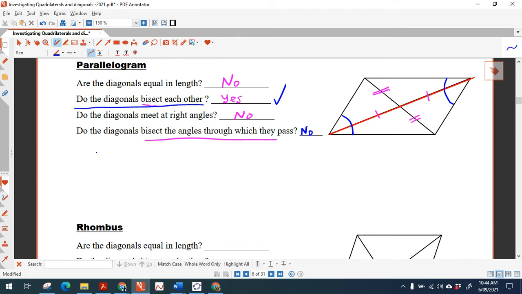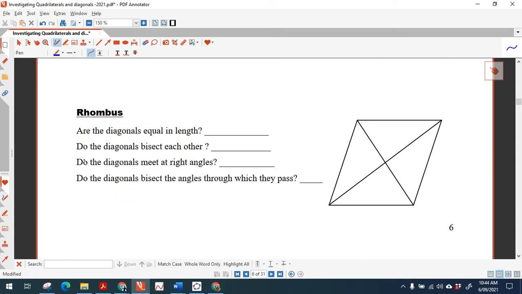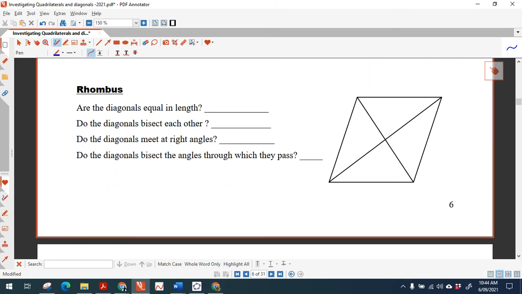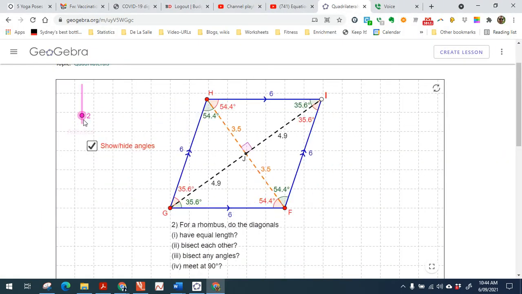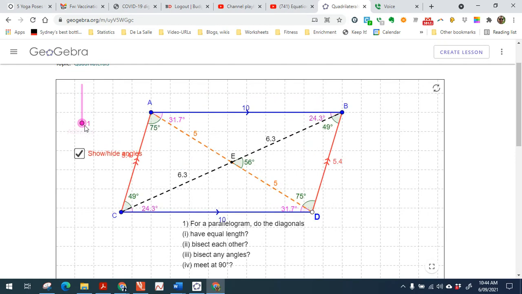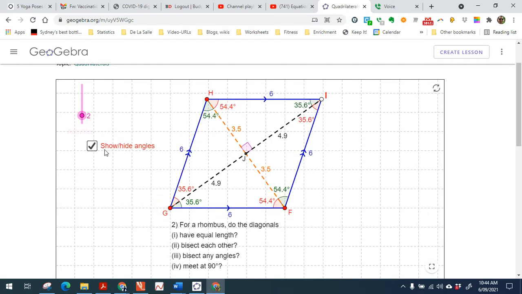Okay, so let's go to the next one. Now for the rhombus, are the diagonals equal in length? Let's go back to our web page. Now, to get the rhombus, we need to slide this up one. See the slider? That'll take you to a new shape. And let's just hide the angle so we've got less information to look at.